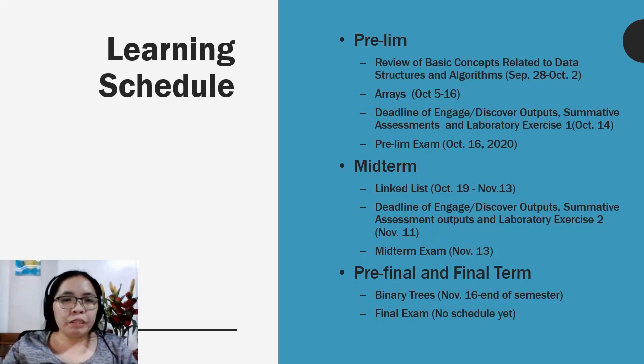For your learning schedule, we have our prelim, midterm, pre-final, and final term. So for the prelim period, we have review of basic concepts related to data structures and algorithms. That would be on September 28 to October 2. Then after that, we have arrays for October 5 to 16.